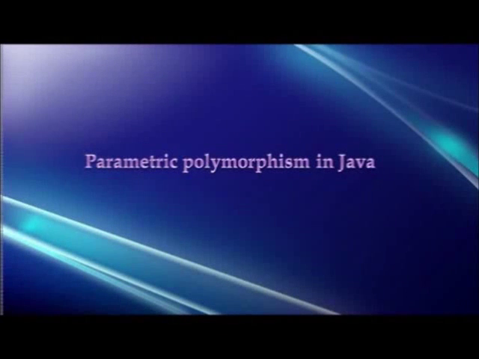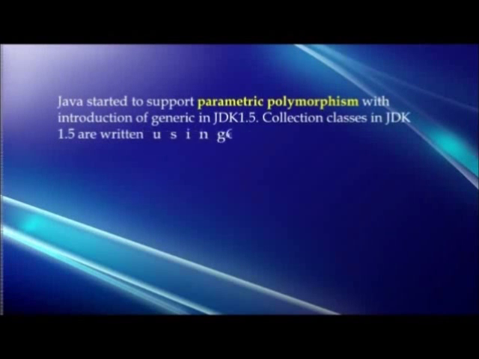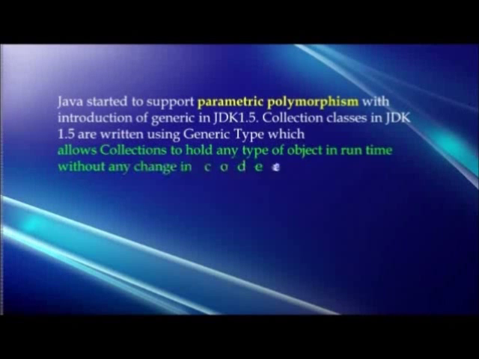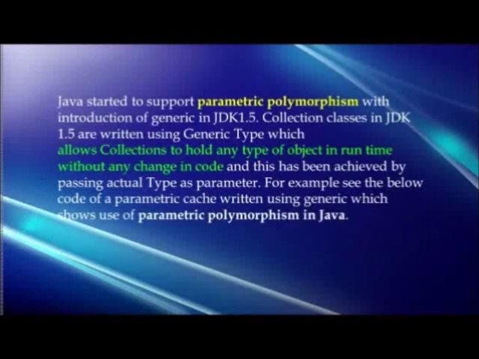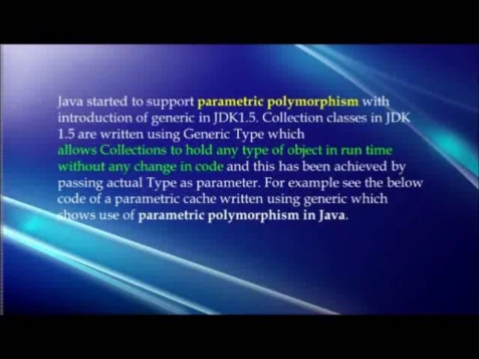Parametric polymorphism in Java. Java started to support parametric polymorphism with the introduction of generics in JDK 1.5. Collection classes in JDK 1.5 are written using generic types, which allows collections to hold any type of object at runtime without any change in code, and this is achieved by passing the actual type as a parameter.